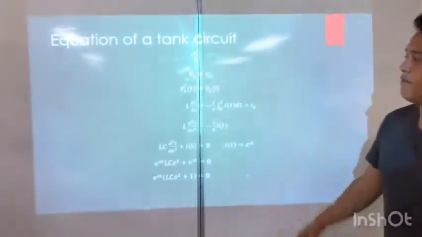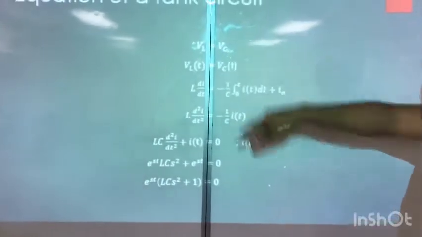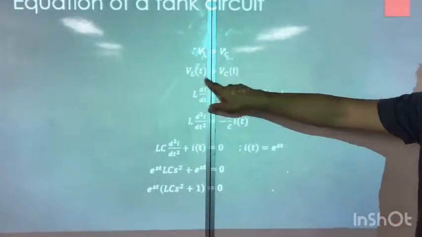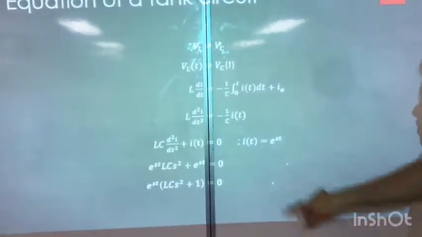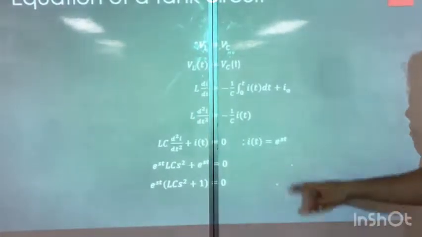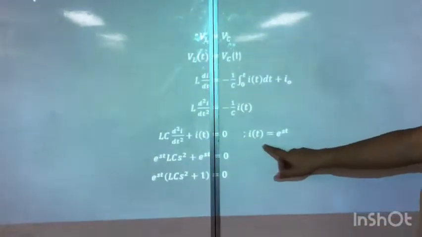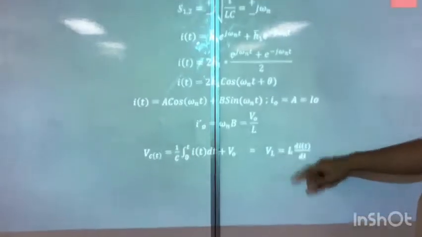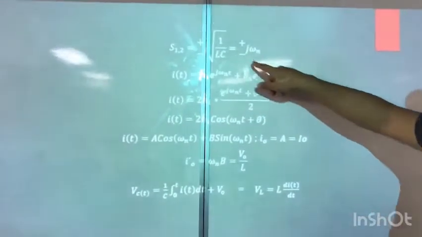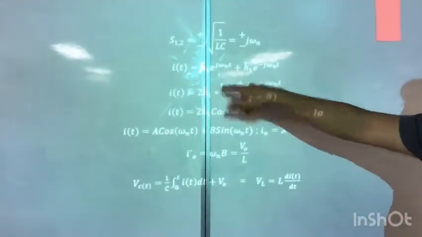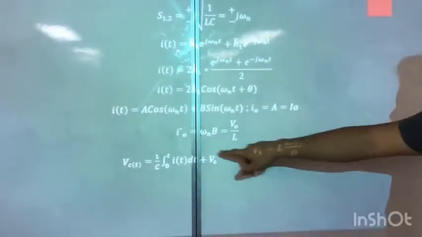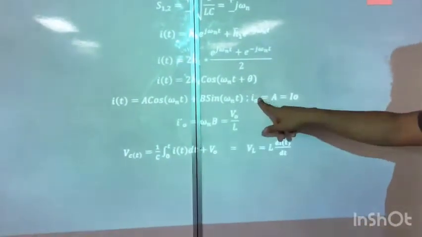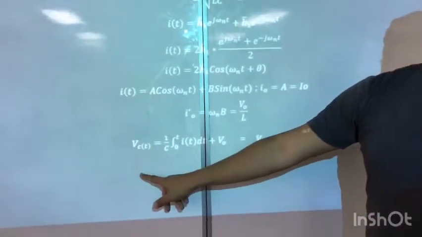Equation of a tank circuit. First, we equal the inductor and capacitor voltage, and we use the time equation. Then we replace them in the differential form and integral form, and then we derive both sides. Here we change the current in time by Euler's formula. Then we find the two roots and we replace them in the current equation to make a new current equation. Then we replace the initial current in the equation and we find the capacitor voltage and inductor voltage.